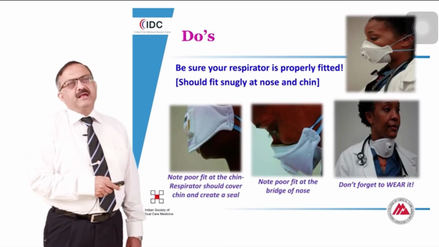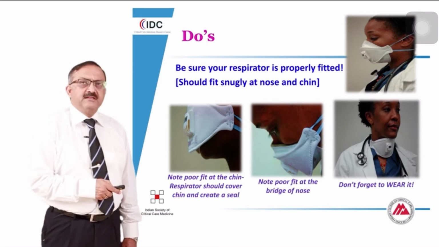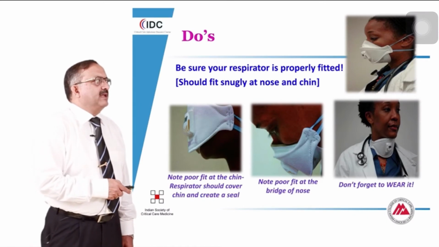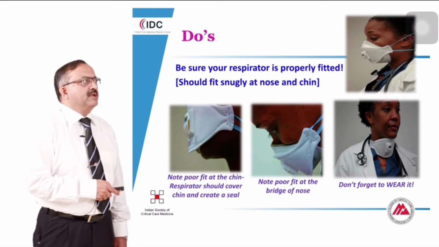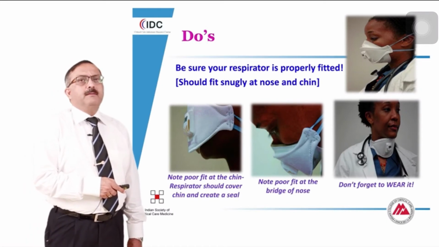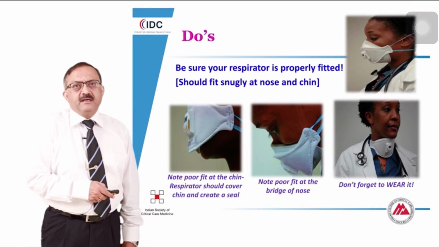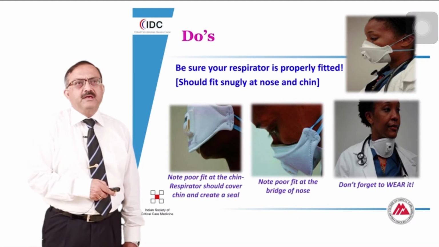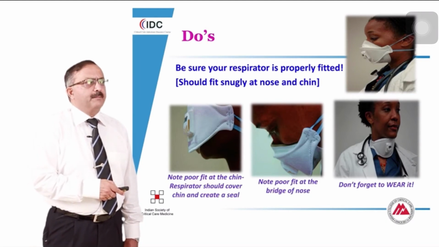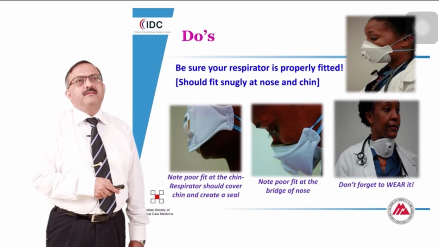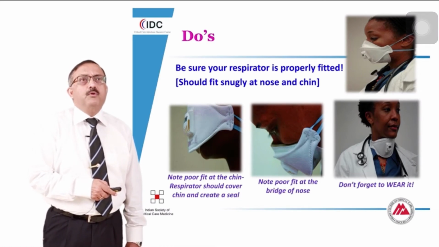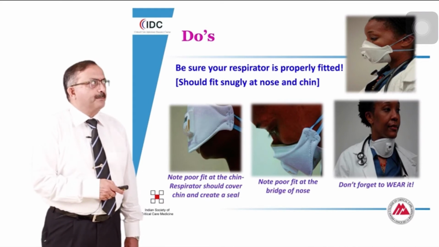Do's of wearing a mask: they must fit snugly at the nose and chin. The poor fit at the chin can be seen in this photograph here. The respirator should cover the chin and create a seal, and the bridge of the nose is another site where the respirator is not fitting properly, which is also inadequate for the protection of the healthcare personnel. Do not hang the respirator or the mask around your neck and move around or move out of the ward where the patient is being treated.